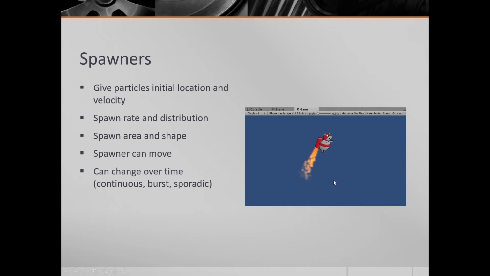It can be continuous. It can be a burst and then stop. So an explosion would just give you a single burst. It can be sporadic. It can go kind of up and down in the amount that it spawns. And that might be interactive. It might depend on input from the user.